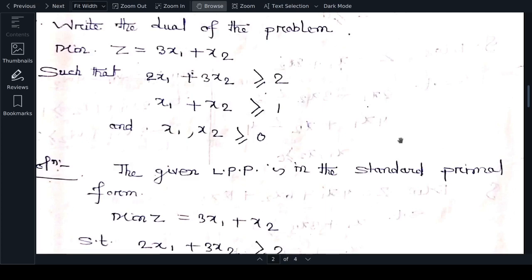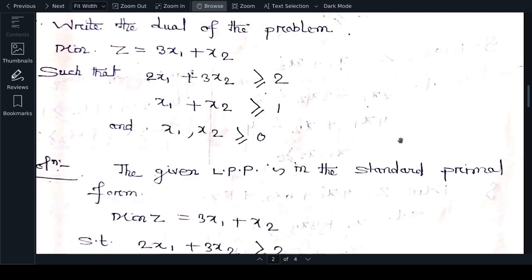What is the rule? If it is minimization, then all the inequalities should be greater than or equal to, and if the problem is maximization, then all the inequalities should be less than or equal to. Yes, good. So this one, everyone, you see this one here.